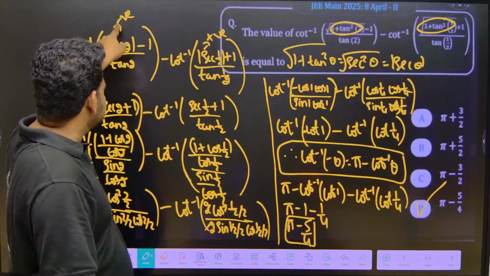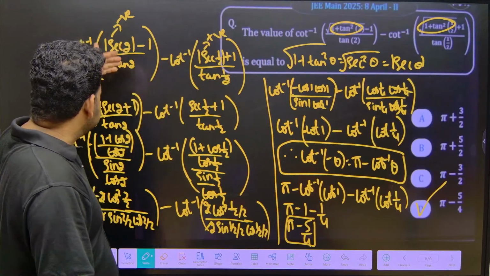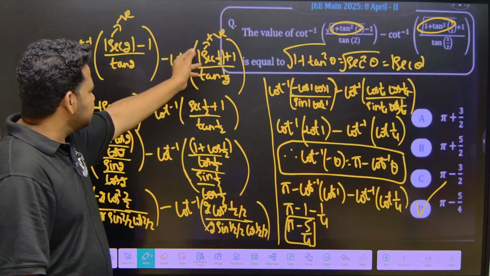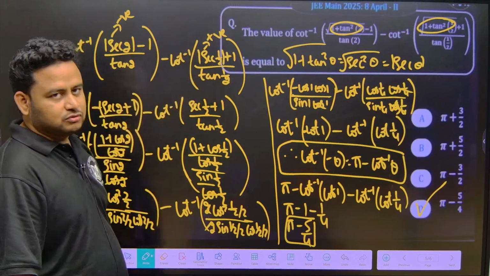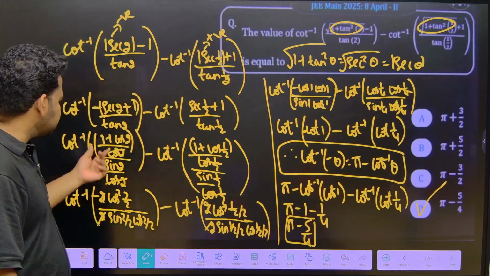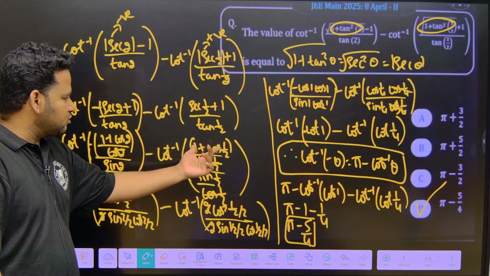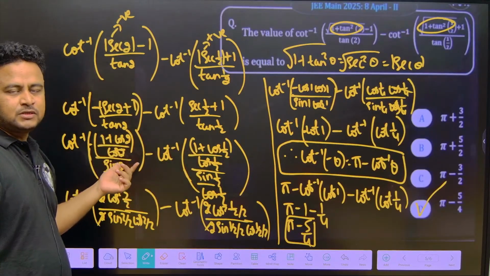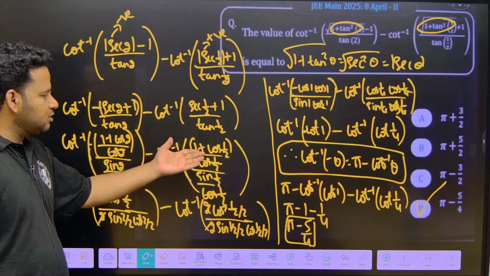So this is negative, this is positive. So this we wrote it in terms of sin and cos, secant also and tan also. On conversion we will get it as 1 plus cos theta. 1 plus cos theta is what? 2 cos square theta by 2. Similarly here also 2 cos square theta by 2.